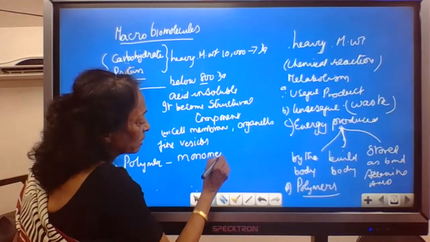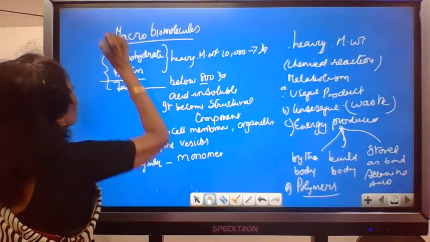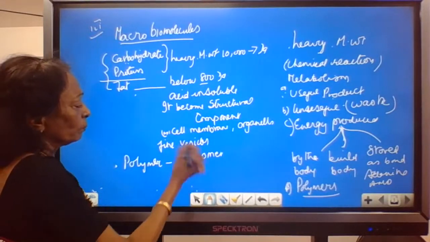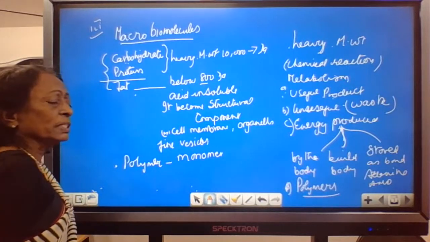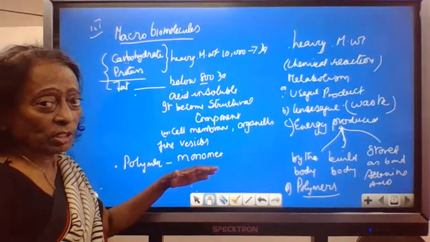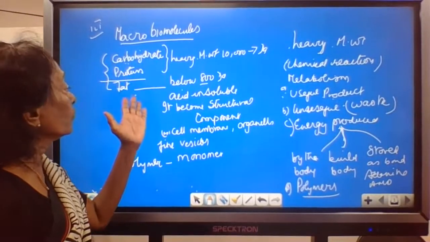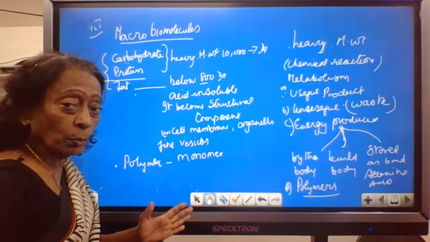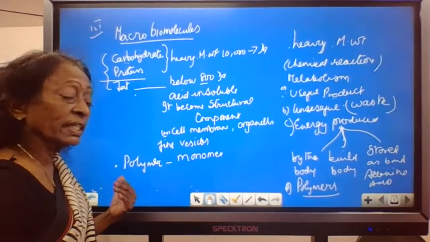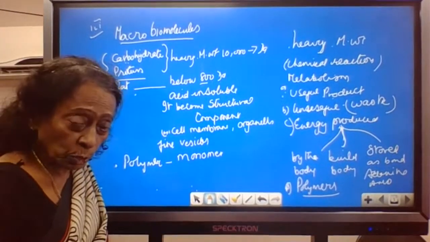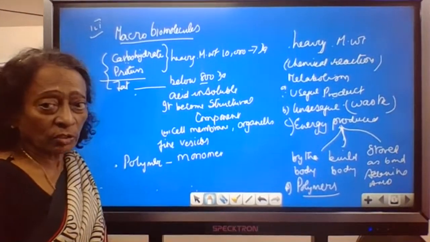Okay, now this is the third part of your lesson. Now we are going to the monomers. First, how will we study? First, we study the different monomers of carbohydrate, of protein, then our fat. Second, we will study how these monomers are joined together to form a polymer. What are those polymers? And what are the uses of the polymers?